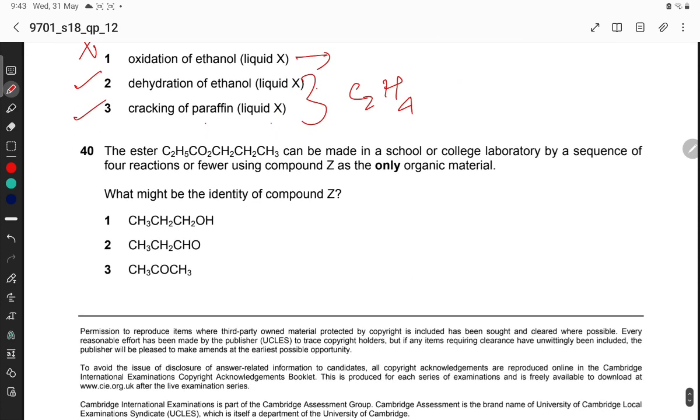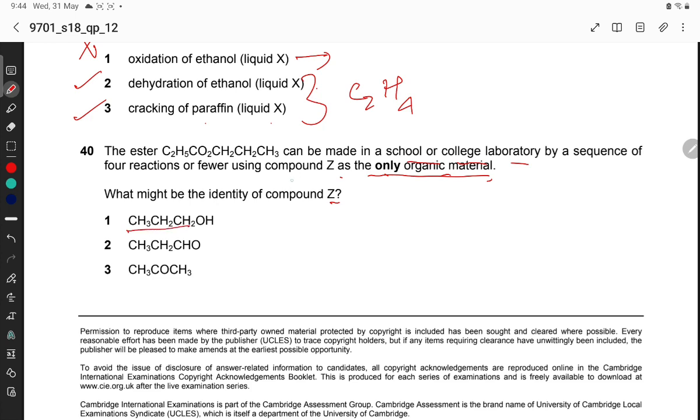Question number 40. The ester C2H5 propanoate can be made in a school or college laboratory by a sequence of 4 reactions or fewer using compound Z as the only organic product. What might be the identity of compound Z?